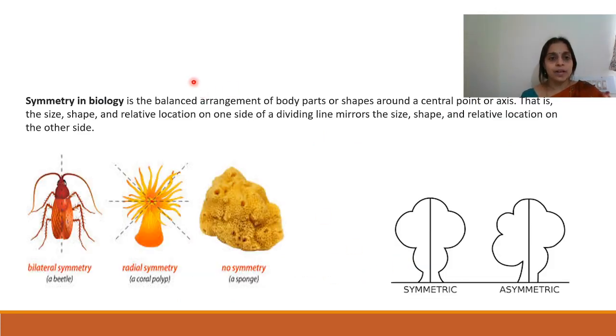Coming to symmetry in biology. It is a balanced arrangement of the body parts or the shape around a central point or axis. That is, the size, shape, and relative location on one side of a dividing line mirror the size, shape, and relative location on the other side. So this is symmetric. It is identical. And this is asymmetric.